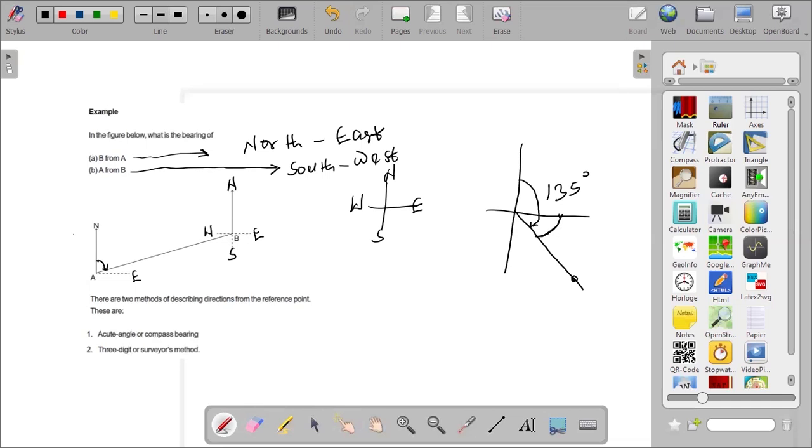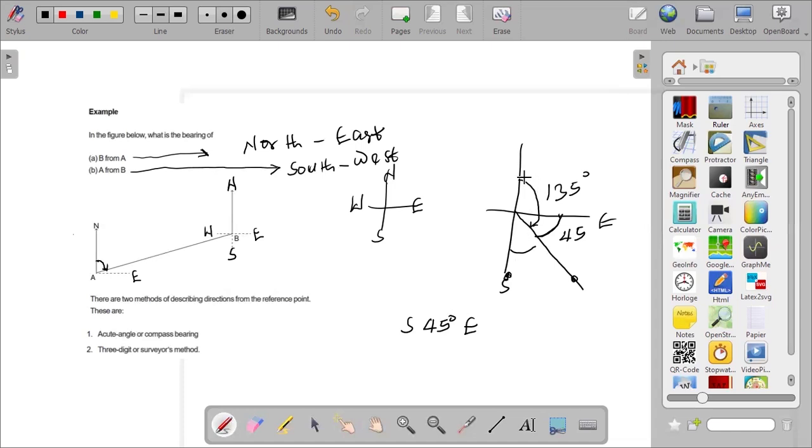Rather, since this is 45, the remaining one here too is 45. We write it in terms of acute angle or compass bearing. That is 45 degree southeast. This is south and this is east. So this bearing here is 45 degrees southeast. That is, from the south, move 45 degrees towards east. That is the meaning of that.